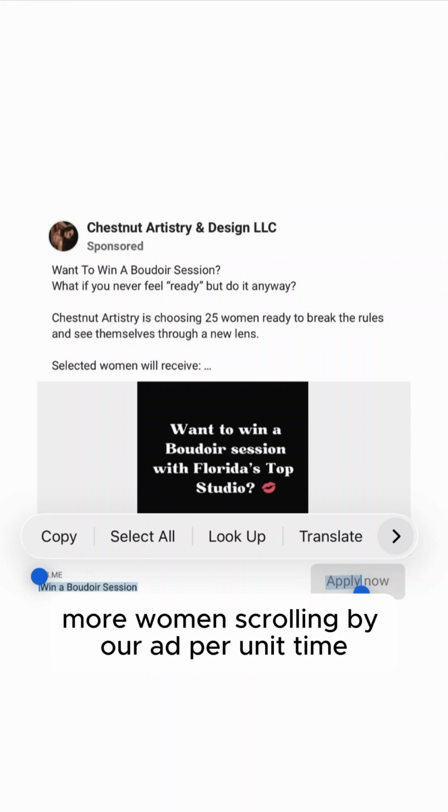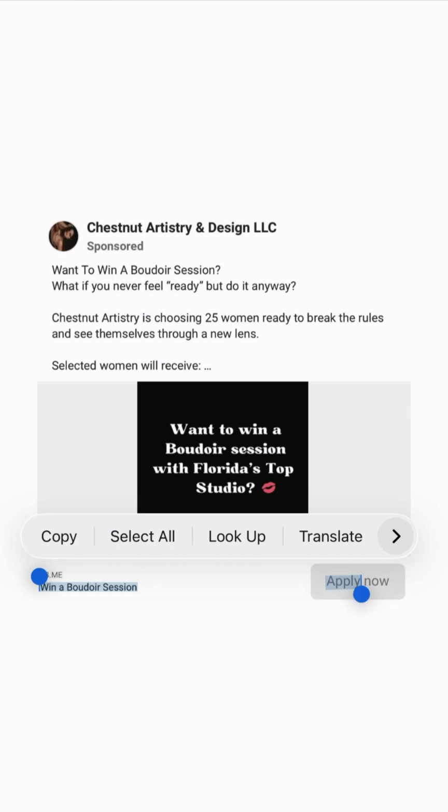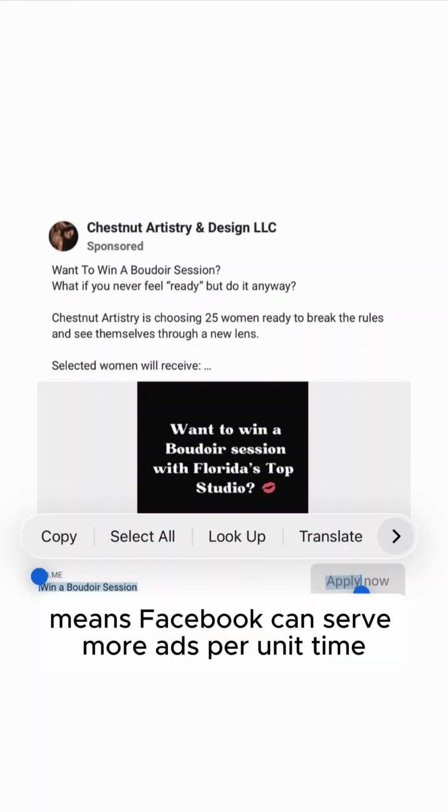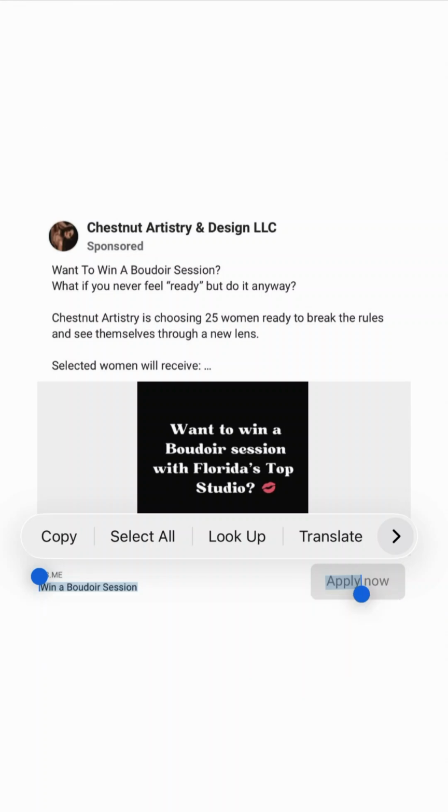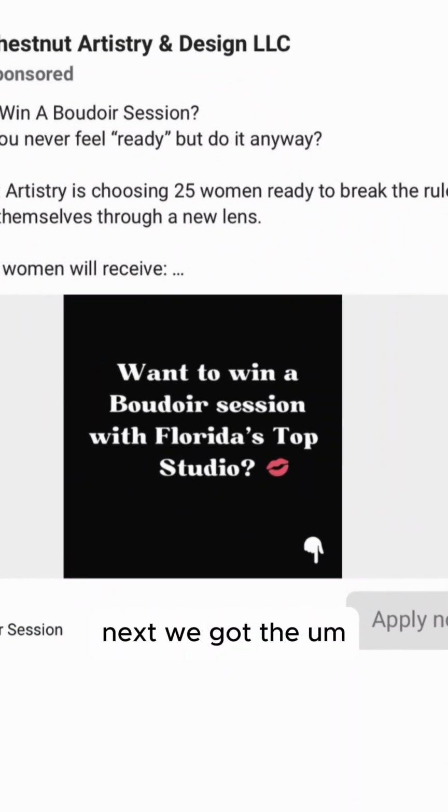Facebook's happy though. More women scrolling by our ad per unit time means Facebook can serve more ads per unit time and earn more money per unit time. So Facebook's hustling us.